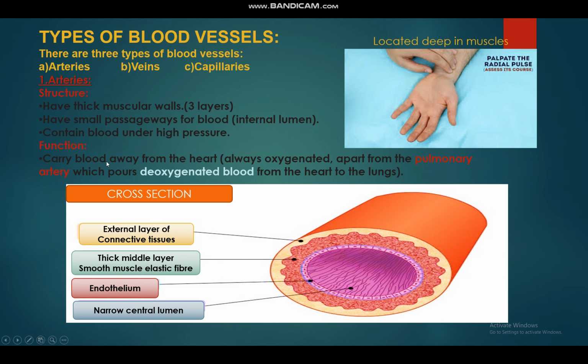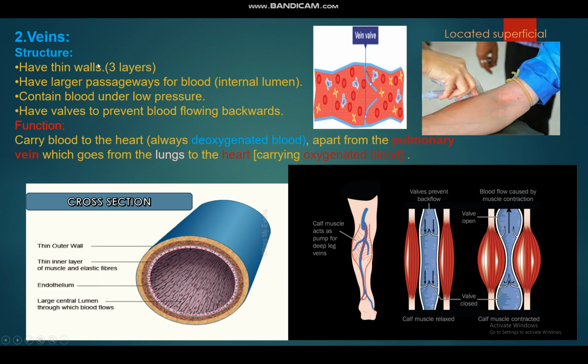Now we come to the function. The artery always carries blood away from the heart. The artery always has the oxygenated blood, apart from the pulmonary artery, which carries deoxygenated blood from the heart to the lungs.